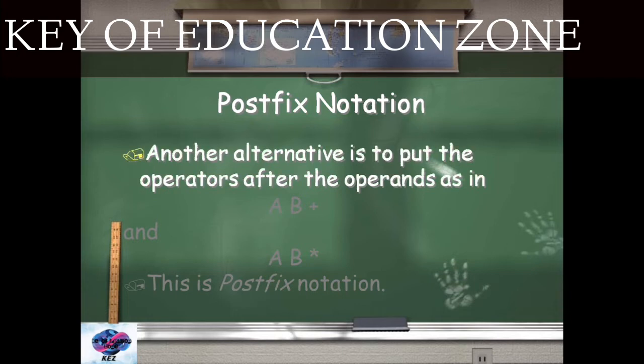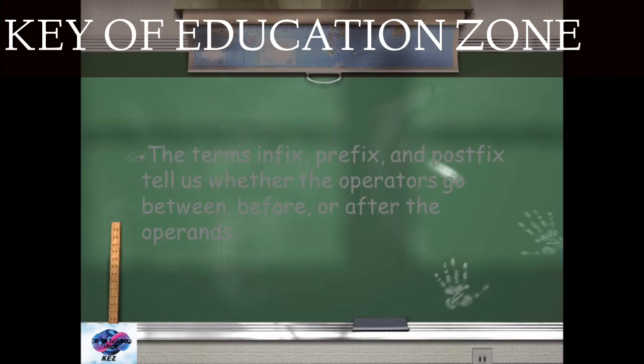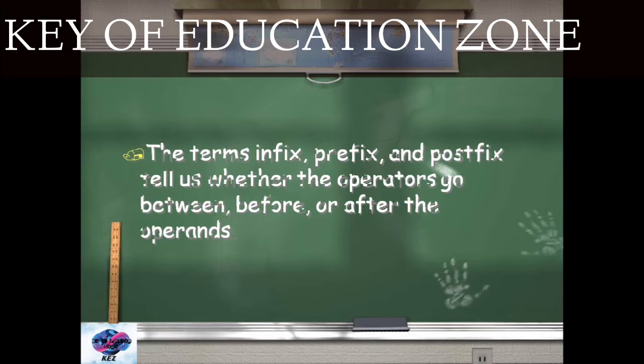Now in case of postfix, what do we have to do? The operator will be placed after, post. So what do we have to write? A b plus, or a b star, a b multiplication. So where is it placed? Here the operator, star or anything, is placed just after the operands. That's why it is known as postfix.